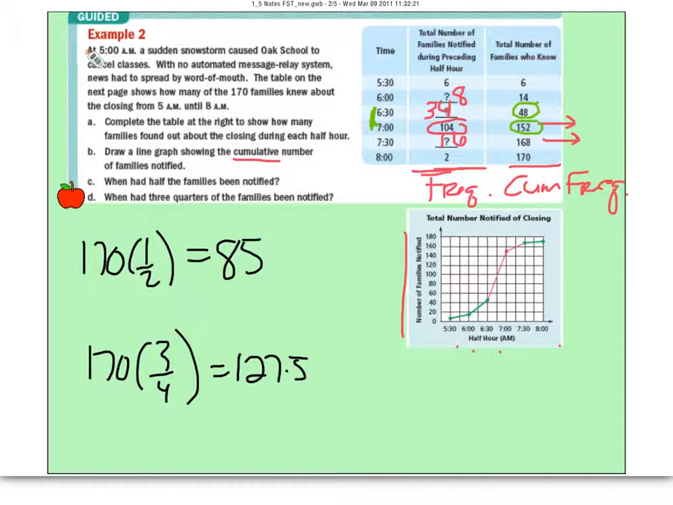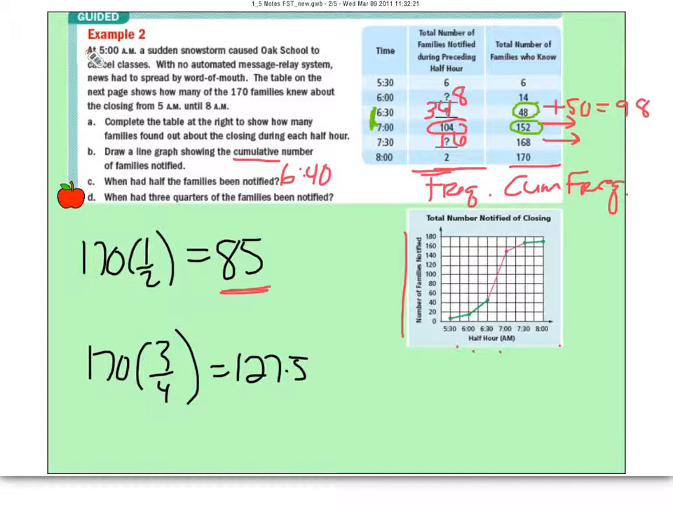So if I cut that in half, that'd be about 50 more families. So 48 plus 50 is going to be about 98 families. So halfway between 6:30 and 7 o'clock is 6:45. Half of those families is about 50, so about 98. But we know then the 85th family had to have been notified earlier than 6:45, so maybe I'll just estimate at about 6:40 seems reasonable.